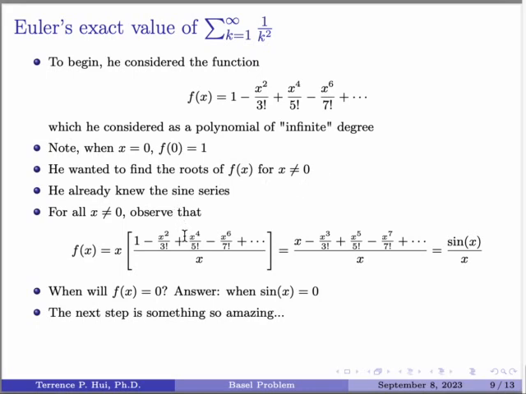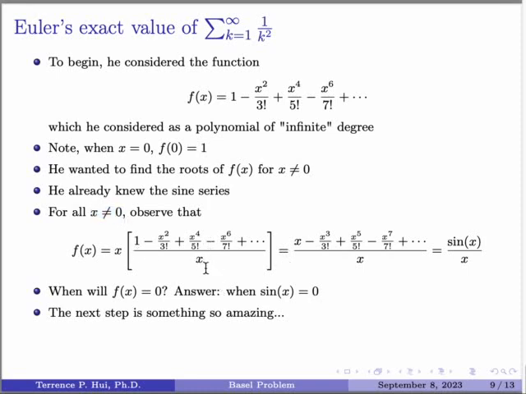Now, at this point, he already knew of the sine series, right? So he knew what the sine series was. But here's what he did. He said, for all x not equal to 0, observe the following. This is a classical trick. Multiply by x divided by x, right? Classic. Because you're dealing with x not equal to 0. So this is perfectly legit.